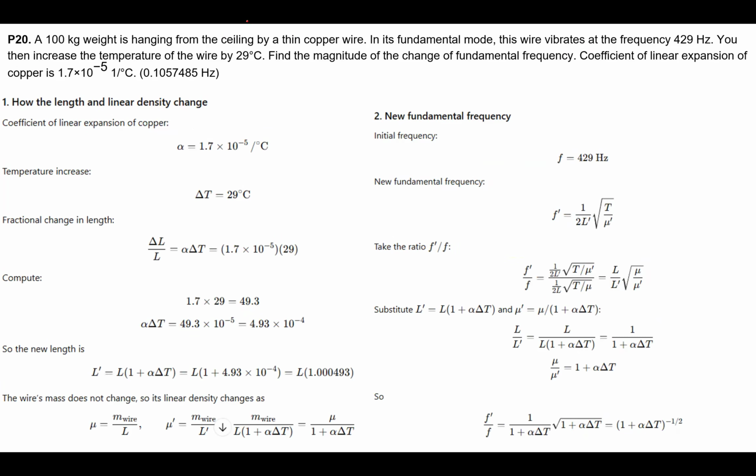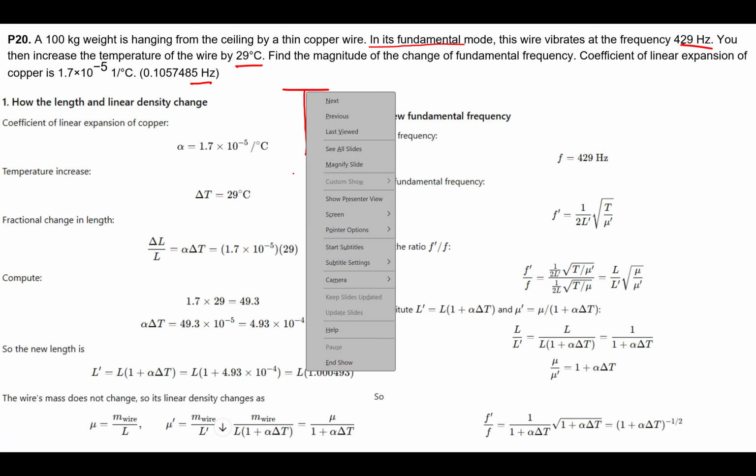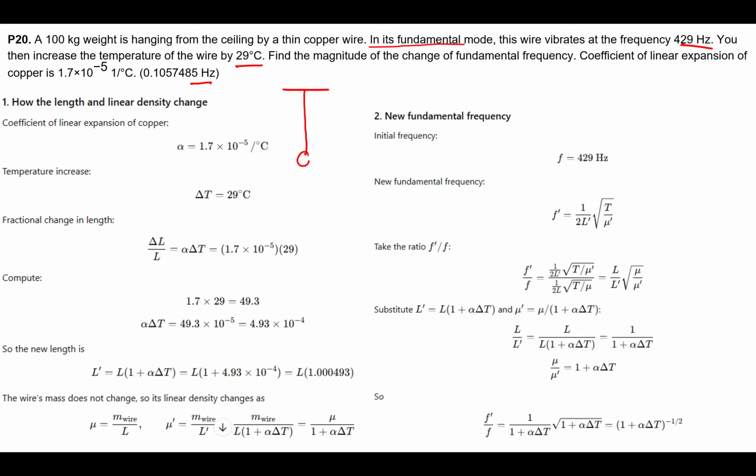So a 100 kilogram weight is hanging from the ceiling by a thin copper wire. In its fundamental mode, the wire vibrates at this frequency. You then increase the temperature of the wire by 29 degrees C and find the magnitude of the change of the fundamental frequency. The coefficient of linear expansion is given like this. So what is happening here is that here is the ceiling, and then there is a mass, 100 kilogram.